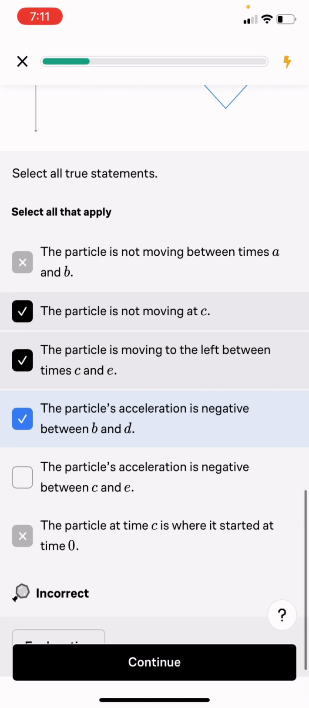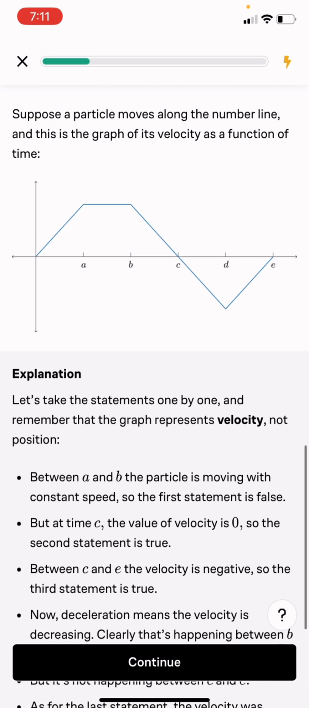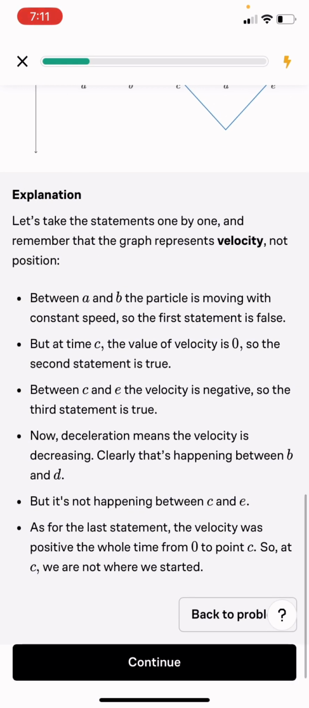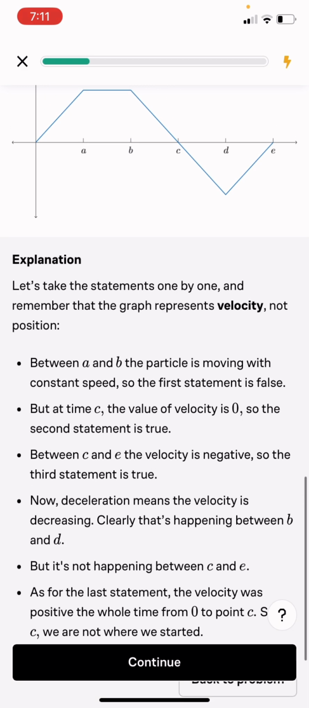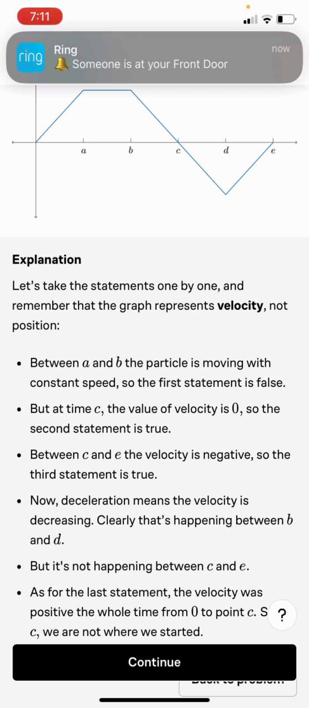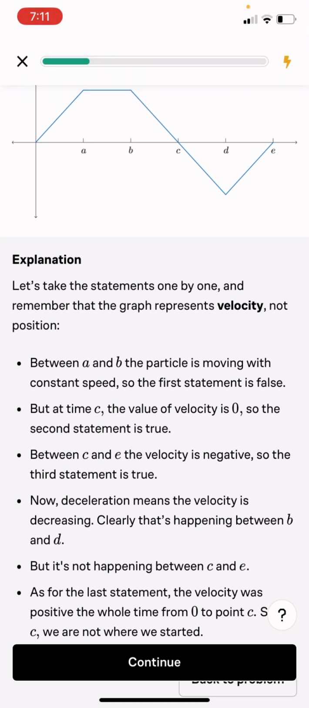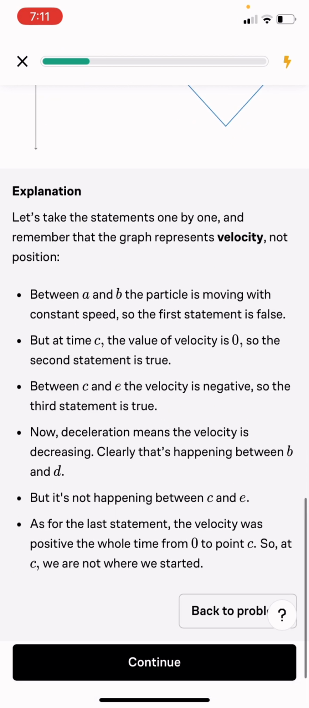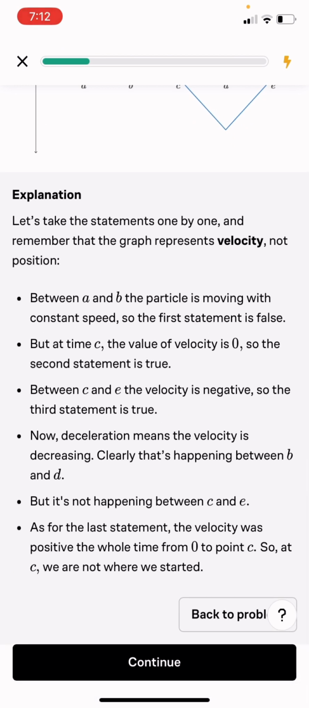As for the last statement, the velocity was positive the whole time from point 0 to point C, so at C we are not where we started. That would make sense.